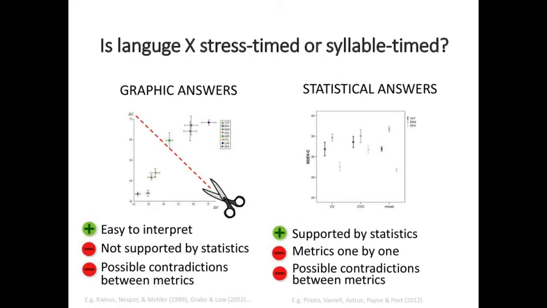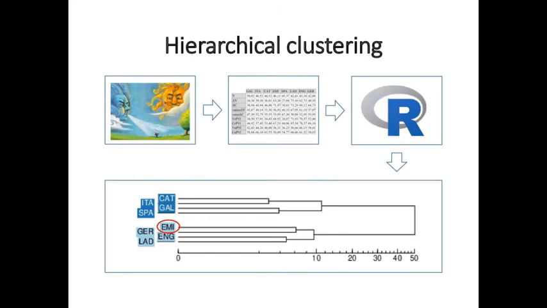Statistical methods used so far, of course, offer more robust results because, it goes without saying, they are based on statistics. But they also have disadvantages, and the main disadvantage is that metrics are considered one by one, so there might be contradictions between the results offered by one metric and another metric. I suggest that hierarchical clustering is a statistical technique that can combine the advantages of both methods. Let's see with a simple example how it works.